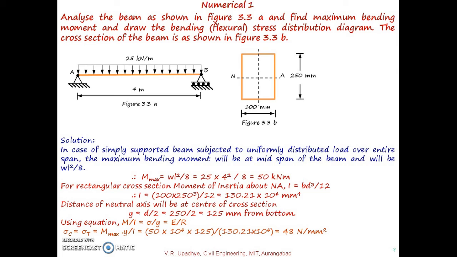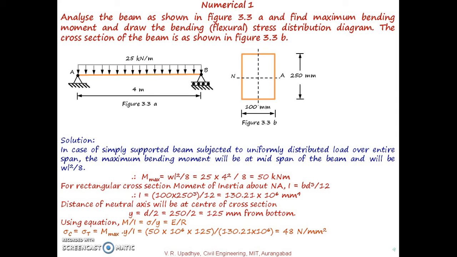And y, at top as well as at bottom, y is 125, divided by the I value. I is calculated as 130.21 into 10 to the power 6. If you calculate it, it gives us the stress at top and stress at bottom, the compressive stress and tensile stress. Both are 48 Newton per mm square.